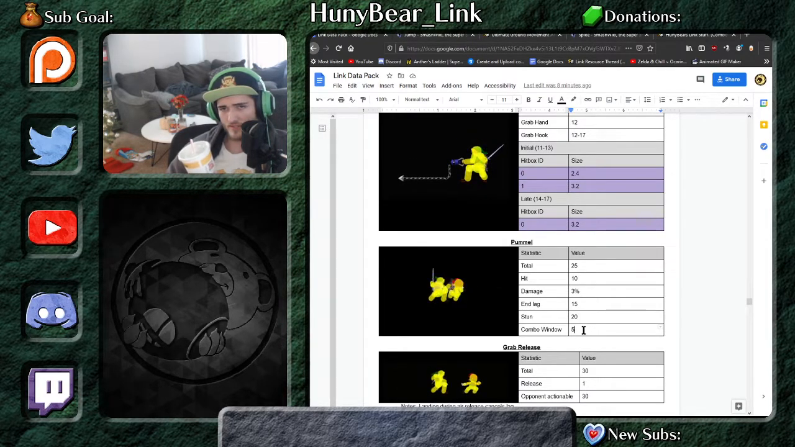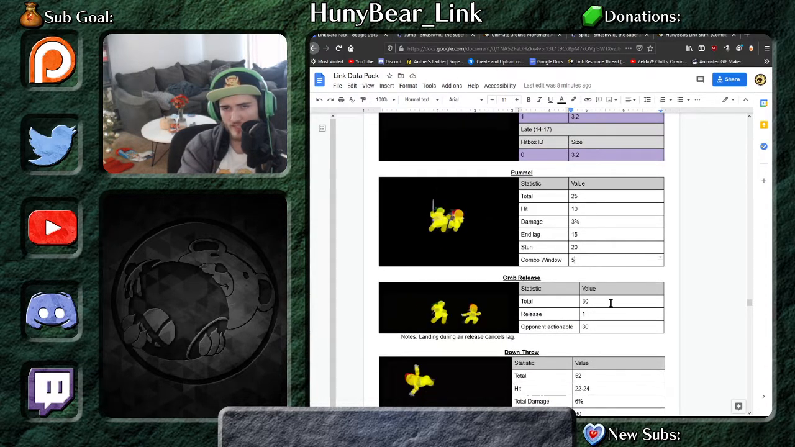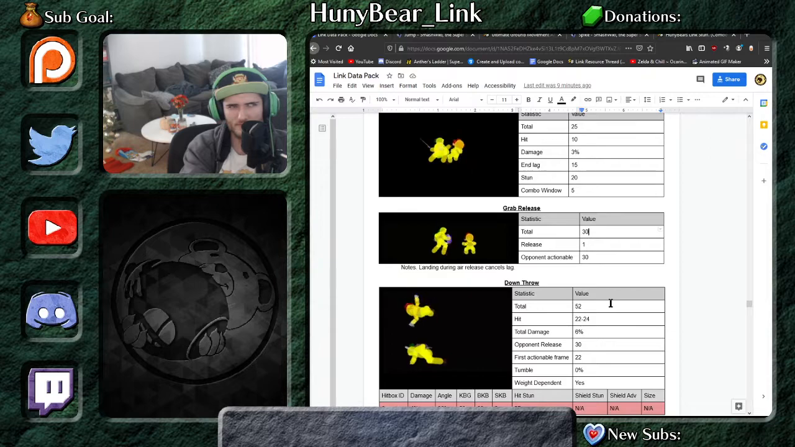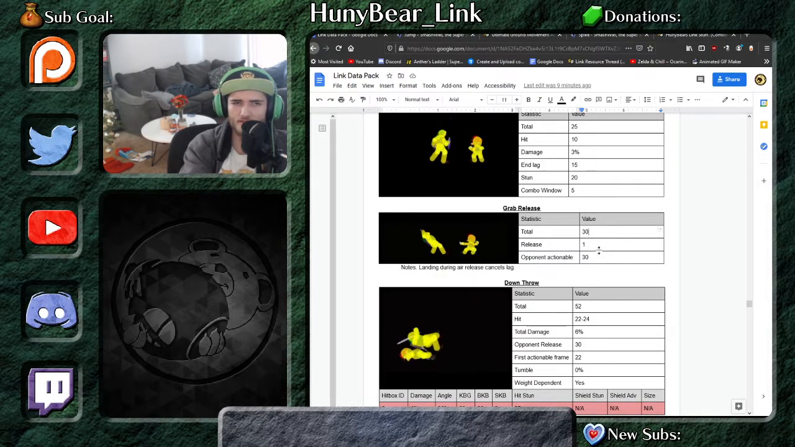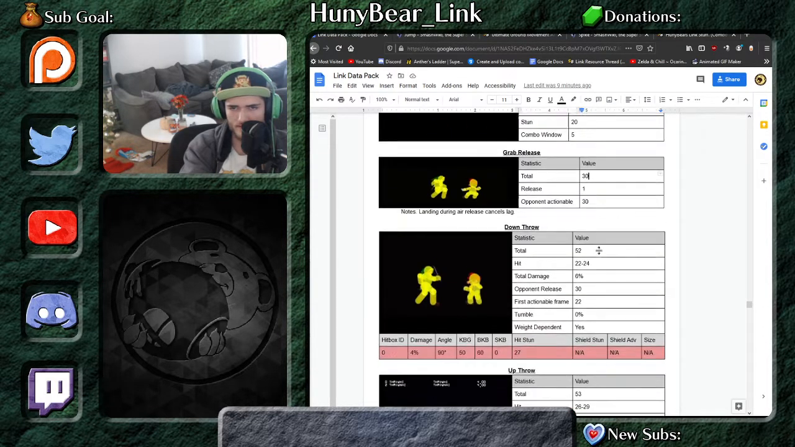It does 3%, it hits on frame 10, it takes a total of 25 frames, and puts him in 20 frames of stun and lag, 15 frames of end lag. That makes it +5. That's how that works. Grab release, you and your opponent are going to be actionable on the same frame, barring some circumstances with Donkey Kong. And Bowser? No, Bowser's grab release, he's active sooner than you. But if you grab release Donkey Kong, he is actionable sooner than everyone else. I think that's how that works.